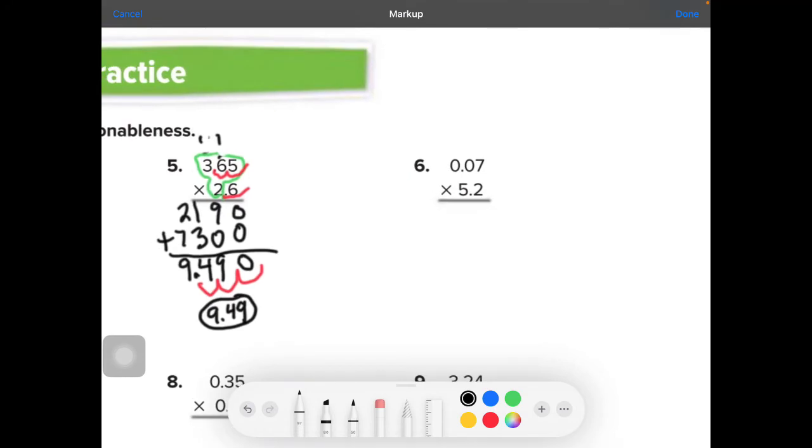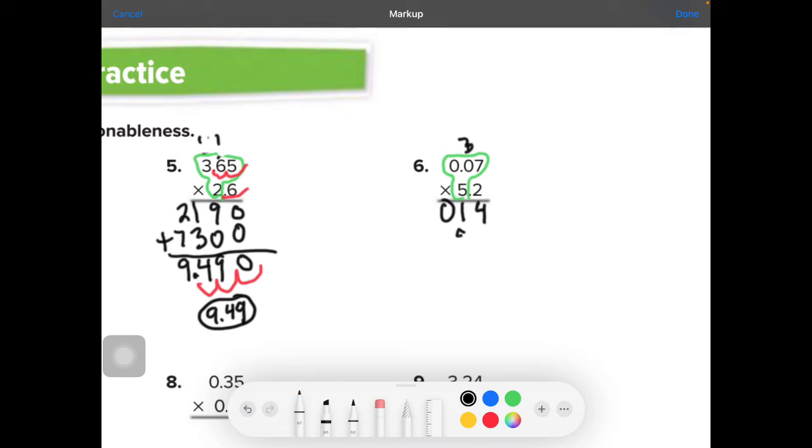Okay, number 6. 2 times 7 is 14. 2 times 0 is 0. Don't let it trick you. Just drop the 1. 2 times 0 is 0. Okay, we're going to do the next category now.